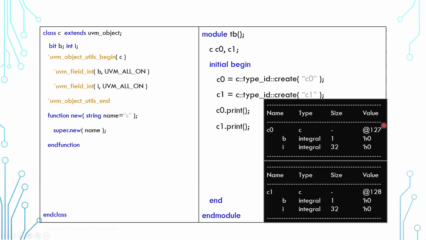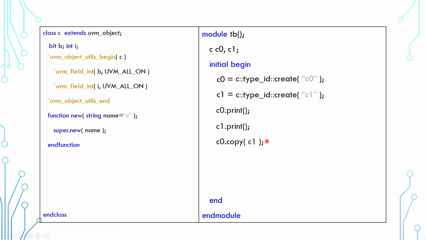You can think of this as the 127th UVM object that is being created. b and i are the member variables. Integral means that they are numbers, and these are the size of the variables, and these are the values. In a similar manner, if we call the copy function, it will copy the two variables b and i, and if we call the compare function, it will compare the two variables as well. All of this is made convenient because of these two macros that we put here. And before I forget, do remember to import a UVM package in order to use this UVM object.